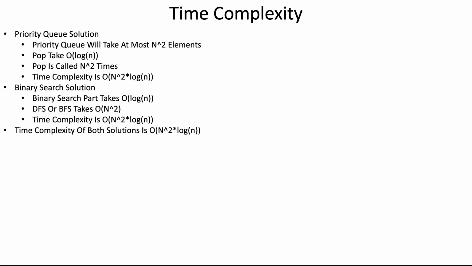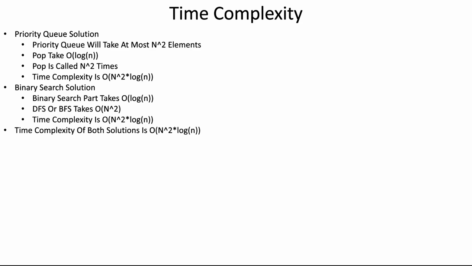In the priority queue solution, the priority queue will take at most n squared elements. Note that n would be the length or the number of rows of the grid. It'll take n squared elements because at worst case we add every single square to the priority queue. A priority queue's most optimized runtime is O of log n. And the pop will be called n squared times at worst case, because at worst case there are n squared elements. So the time complexity of the priority queue solution is n squared log n.